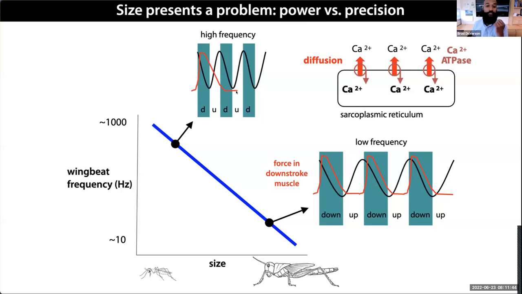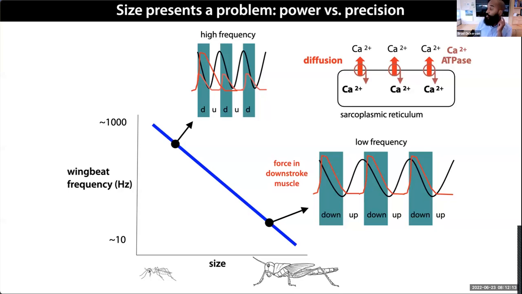And by contrast, if a muscle can generate force fast enough for how fast it's flapping its wing, it can't generate enough force to get off the ground, right? So there's a problem as flying insects radiated and became smaller: you have this trade-off between the power that the muscle can generate and its temporal precision. But obviously small flying insects get off the ground just fine.